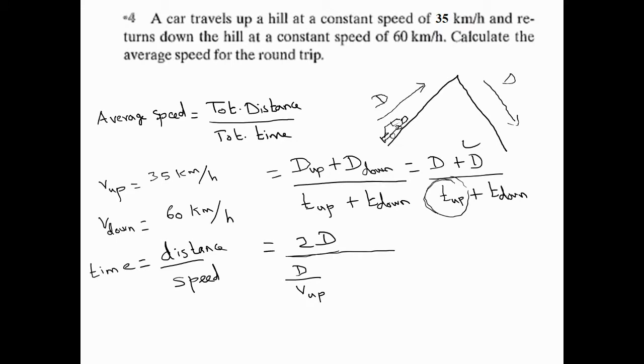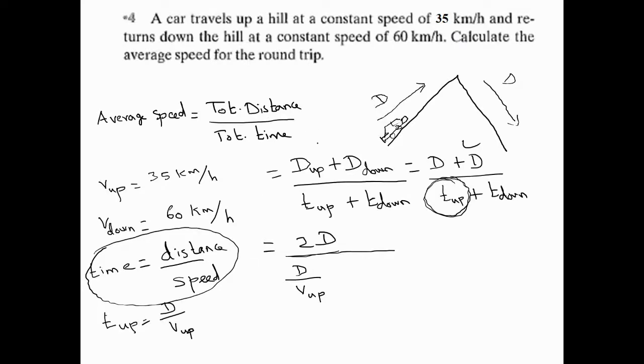For this, I just write like this because my time up is nothing but distance over speed up, because I am using this rule. Understand? That means T up is equal to my distance, D, over what is my speed? Yes. So I can just write like this.